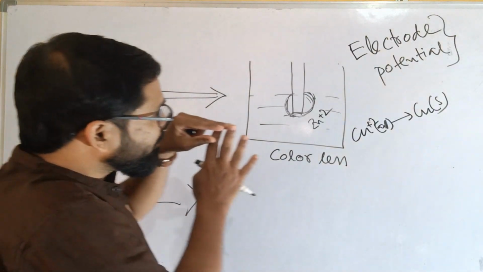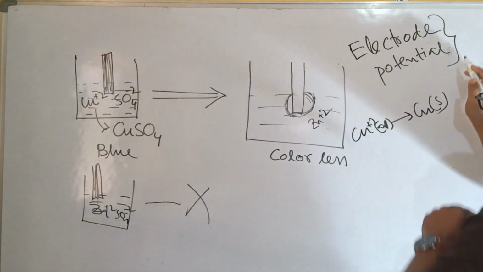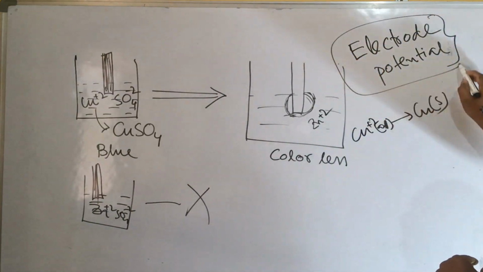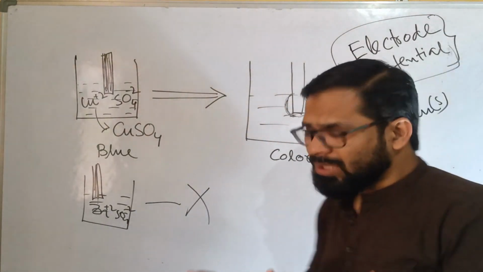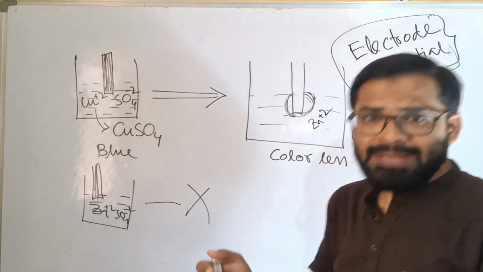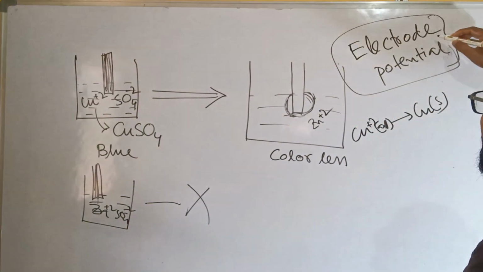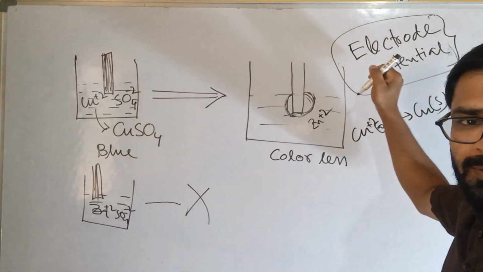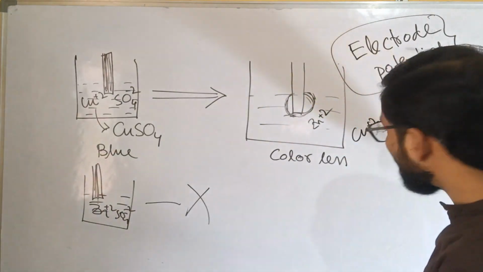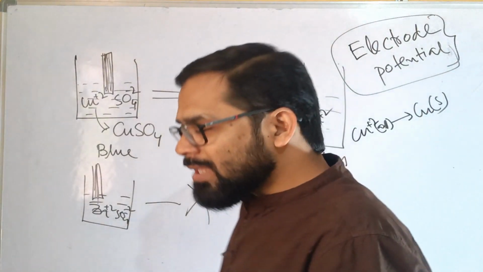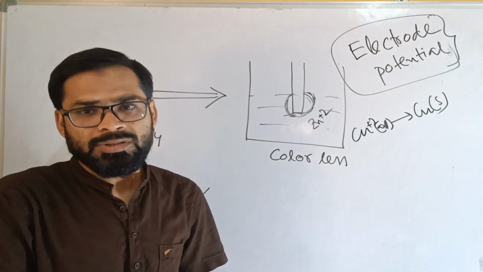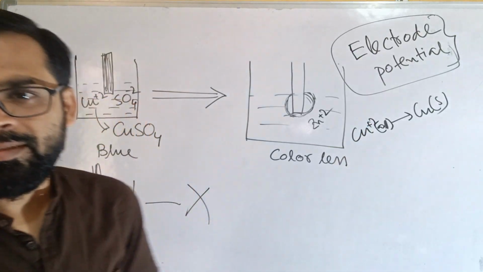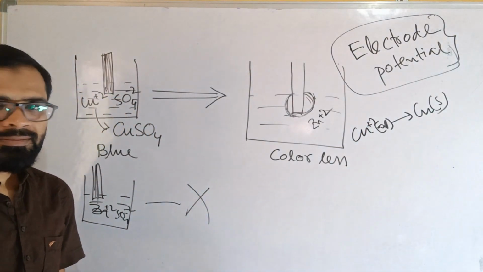That's why there is no chemical reaction. We need to understand electrode potential through this chemical reaction. So electrode potential may arise through oxidation, in which case we call it oxidation electrode potential. If it is because of reduction, we call it reduction electrode potential. That we will also see in the galvanic cell.